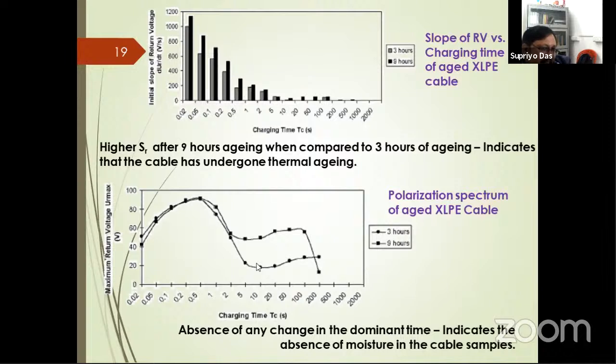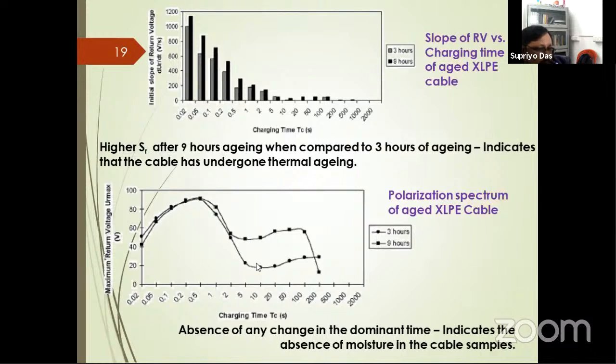This is scanned from 0.02 to higher seconds, and every time it is seen that the 9 hours bar dVdt, that is the initial slope of the recovery voltage, is higher compared to the 3 hours aged. So from the graph itself we can say that the cable aged for 9 hours has undergone more thermal aging compared to 3 hours, just from the rate of change of slope of the recovery voltage.